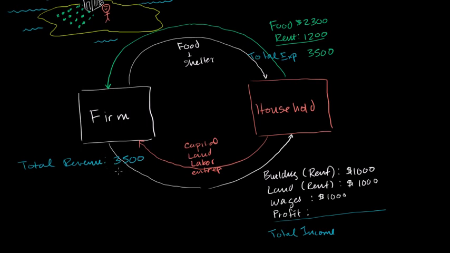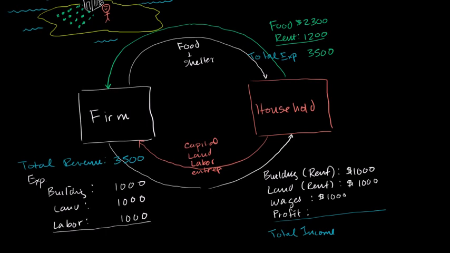And what are the firm's expenditures? Well, this is expenses. And here we're going to be thinking in terms of economic profit, because we're really just thinking about how much money is coming out of this firm, out of this business. So for the building, the firm has to pay $1,000. For the land, the firm has to pay $1,000. And for the labor, the firm also has to pay $1,000.